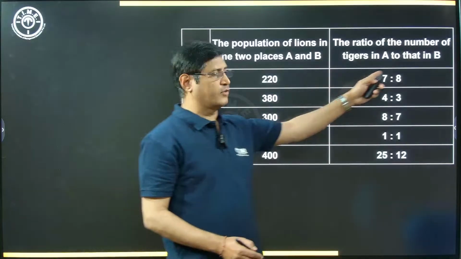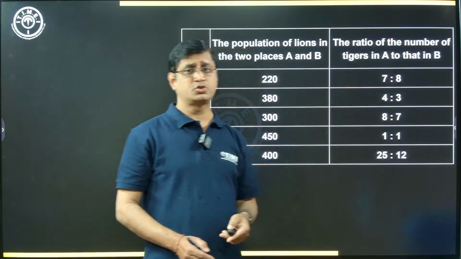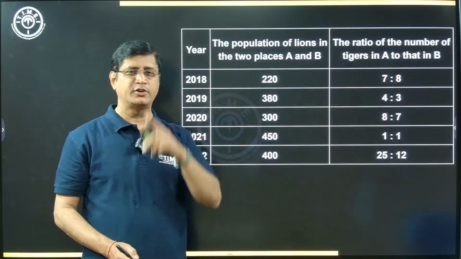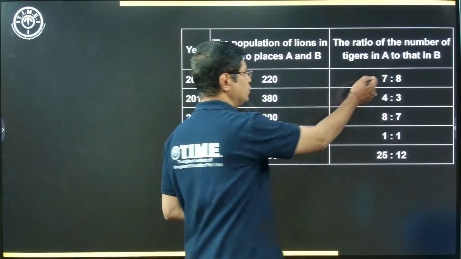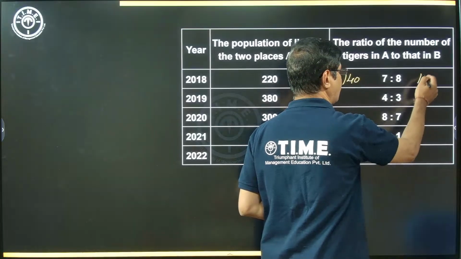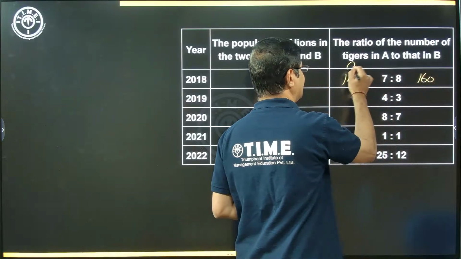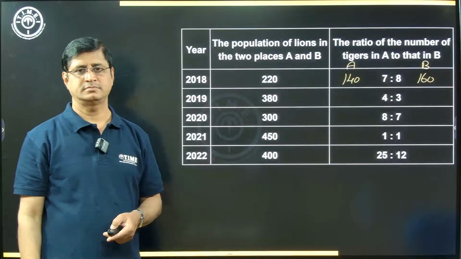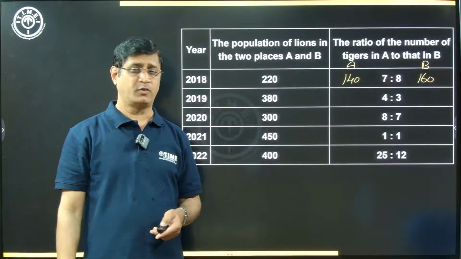Now, what is the ratio? 7:8. 7:8 means the sum of the ratio is 15. 300 by 15, one part is equal to 20. 20 into 7, 140. And 20 into 8, 160. The number of tigers in place A, the number of tigers in place B. Am I clear? What I am doing?